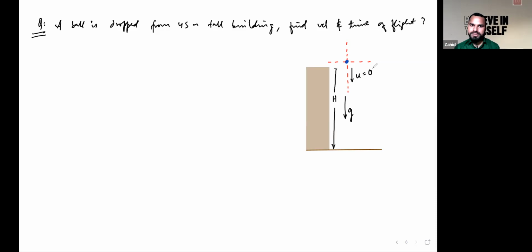Put all the values in the second equation of motion, you will get the time of flight. And then on putting all the values in the first equation of motion, you will get the velocity of hitting the ground.